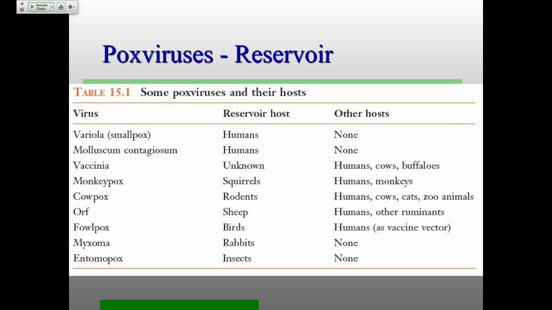Now, fortunately, there's a really good vaccine for smallpox, and probably at least as importantly, the reservoir species is humans. So as far as we know, smallpox, the variola virus, only infects humans. And this is one of the major reasons that we've been able to basically eliminate smallpox. There are a couple of sites where they still have active variola, two that we know of. And I'll get back and talk about those more.